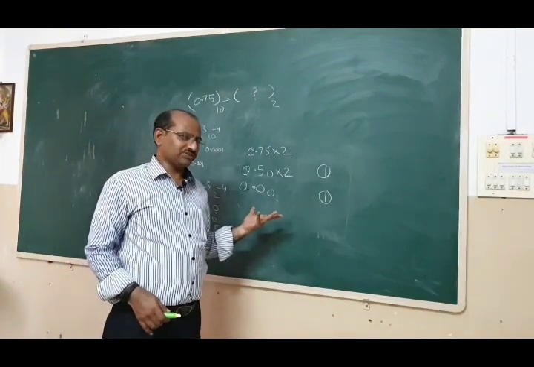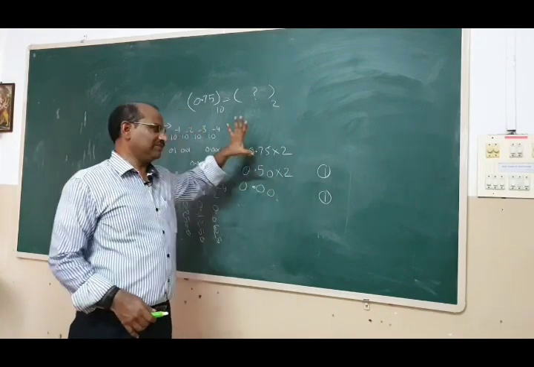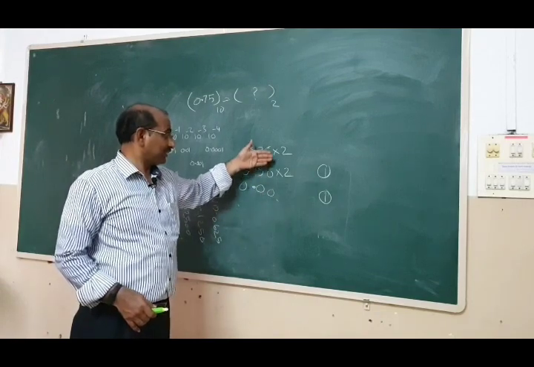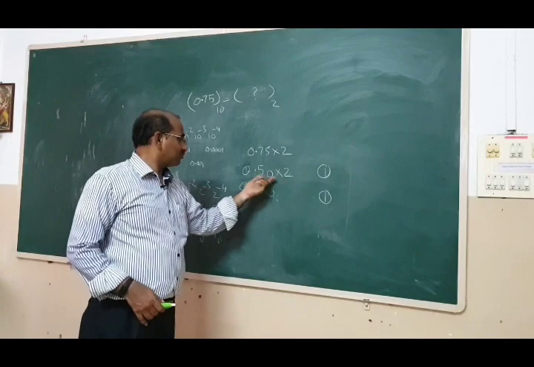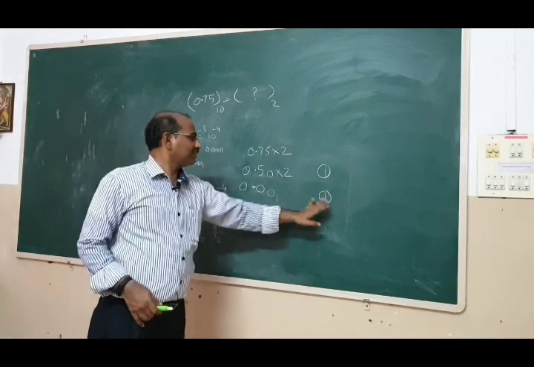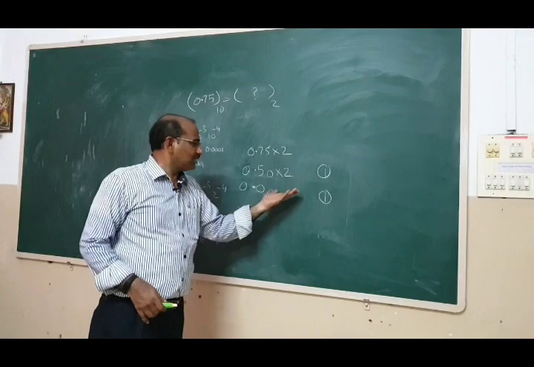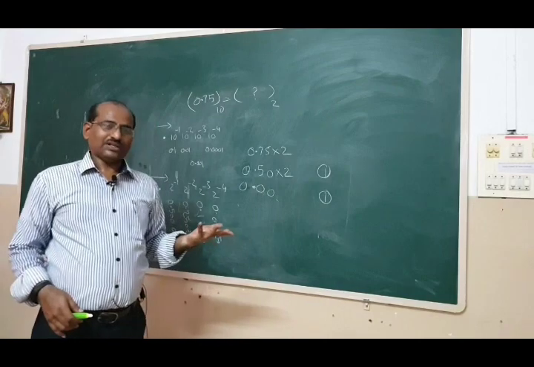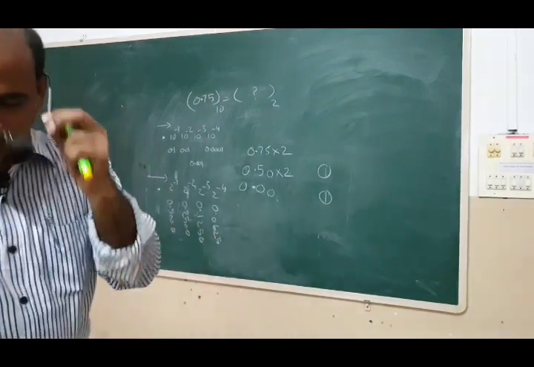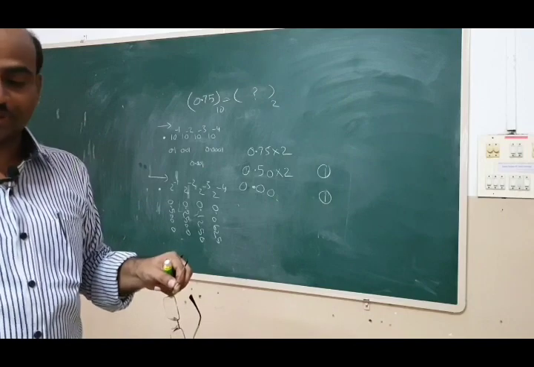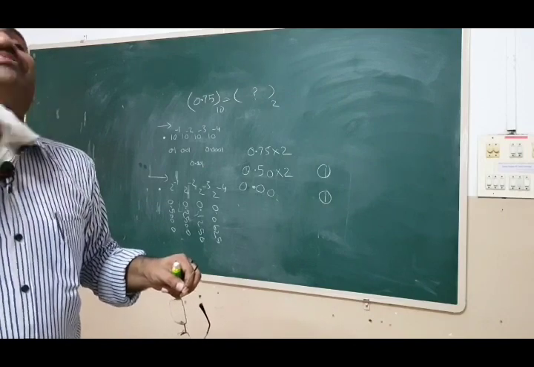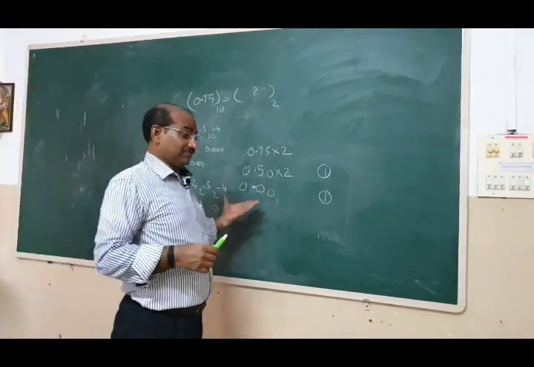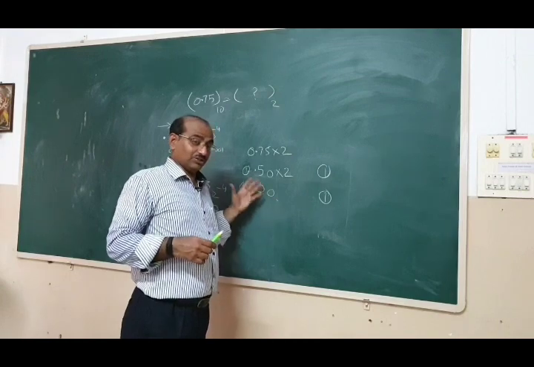If they don't ask, you do at least 4 or 5 multiplications if possible. Here we are getting 1 only after 0.5 into 2. If you take 1, you will get only 0.00, so we can't go further, right? So if you get that, you stop. Otherwise, try to go up to 4 or 5 significant bits. If they ask, say up to 6 significant bits or up to 3, then if it is mentioned in the question, you do it.